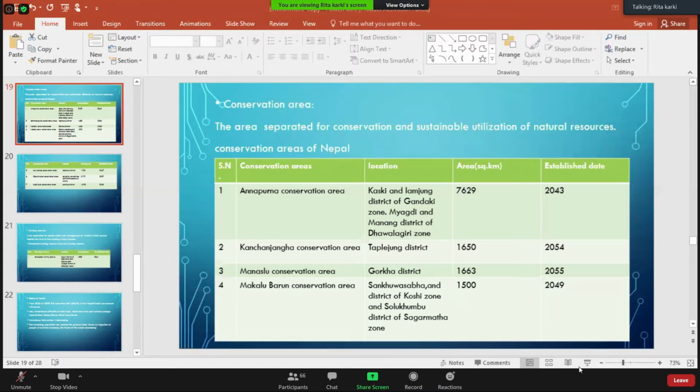But the sole reason for the existence of these conservation areas in different parts of our country is to protect all the natural resources that are present in different places of our country.